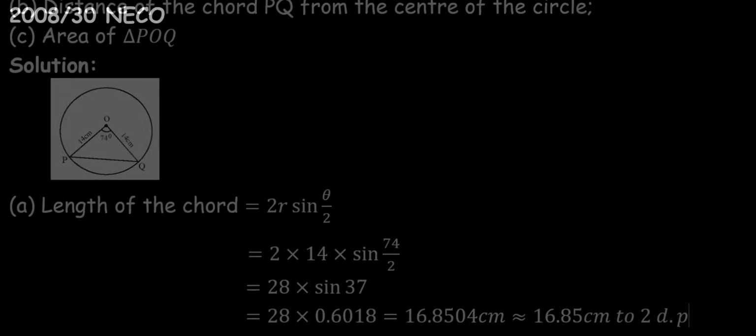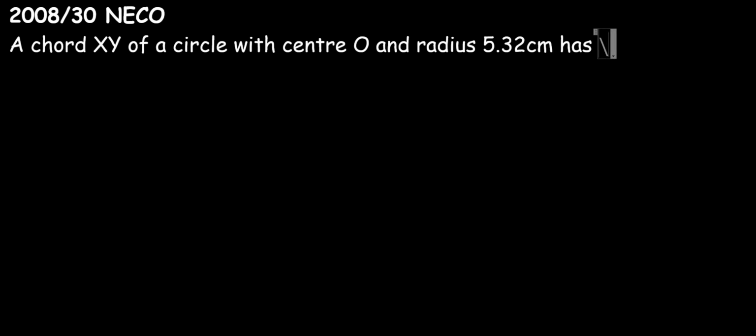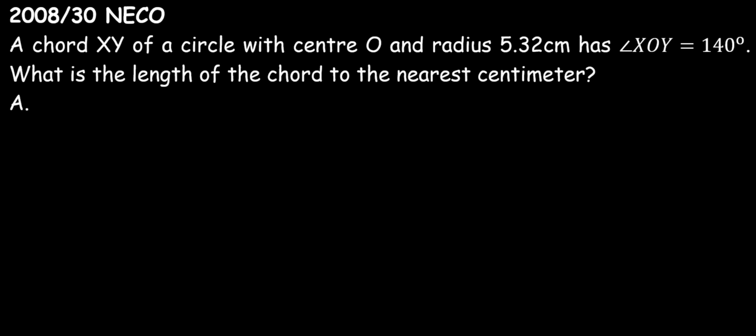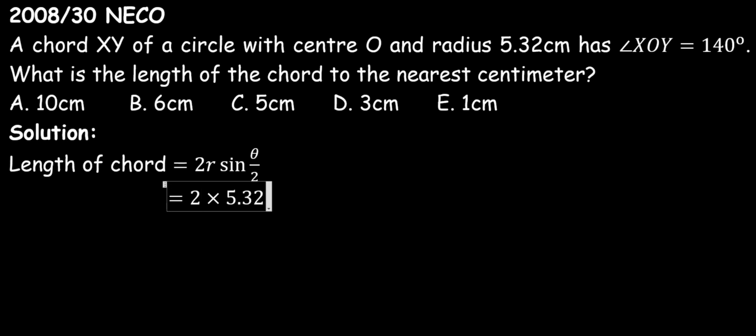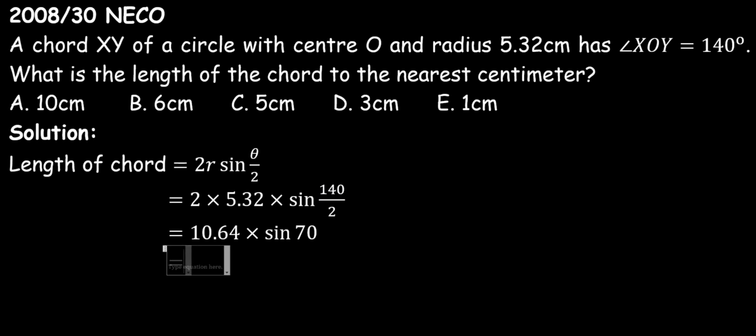Next, we'll take another example. A chord XY of a circle with center O and radius 5.32 cm has angle XOY equal to 140 degrees. What is the length of the chord to the nearest centimeter? The options are given. Solution. Length of a chord is equal to 2r sine theta over 2. Substituting for our given values, we have 2 times 5.32 times sine 140 over 2, and that's equal to 10.64 times sine 70. The result is 9.998 cm, which is approximately 10 cm to the nearest cm.